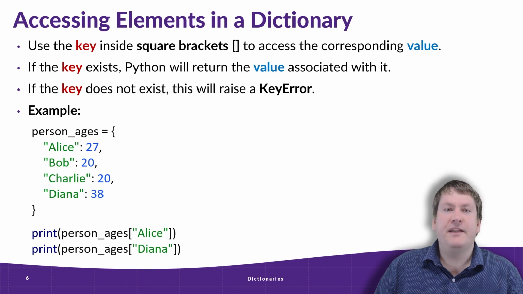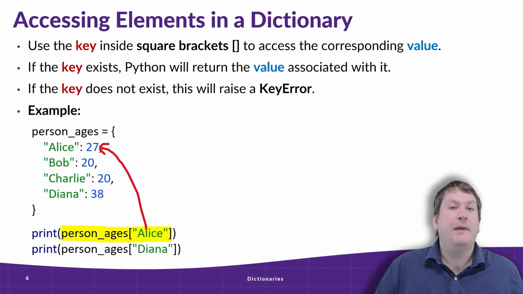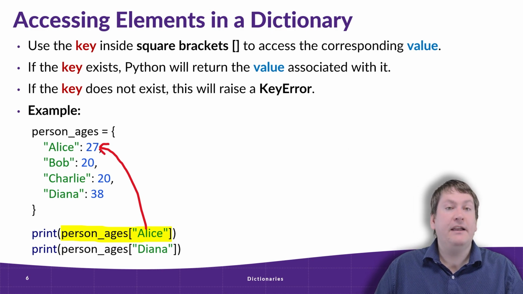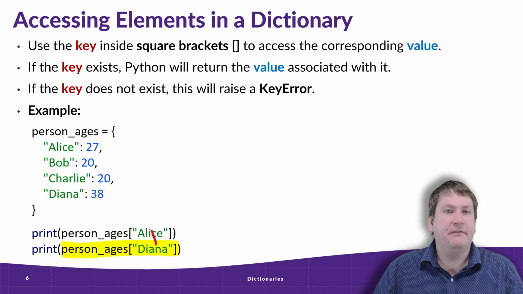Here we have that same dictionary, person_ages, and now we've added 2 lines that print out 2 specific values. This first line here is accessing the value that is mapped from Alice. So see that in the square brackets, we're not putting a number. Instead, we're putting whatever the key is. In some cases, that key could be a number. It can be any immutable type. In this case, because the type is a string, we specify Alice, and we would get the value 27.